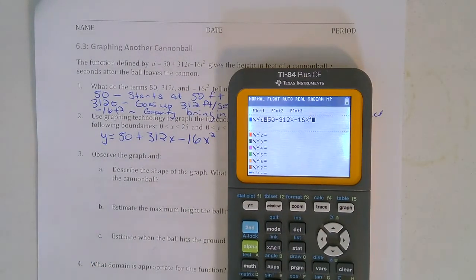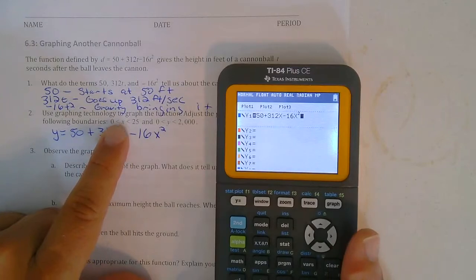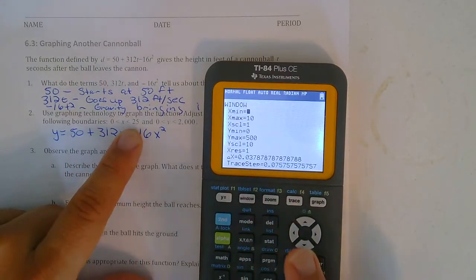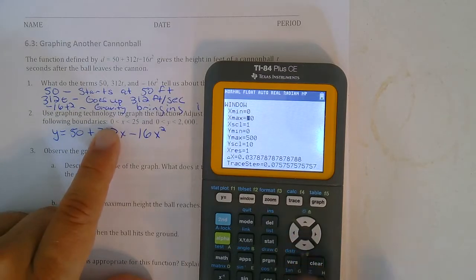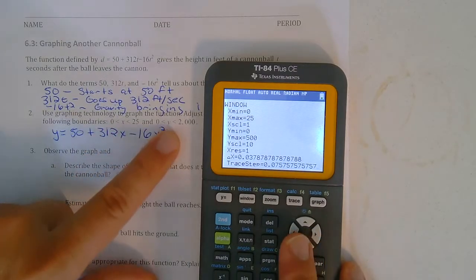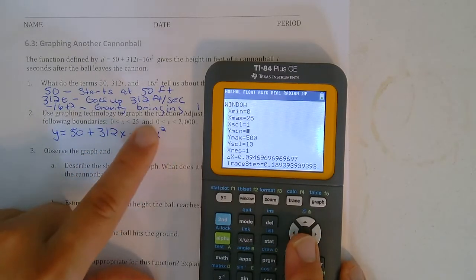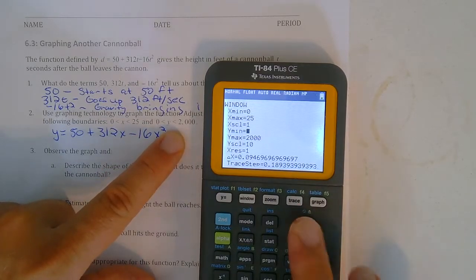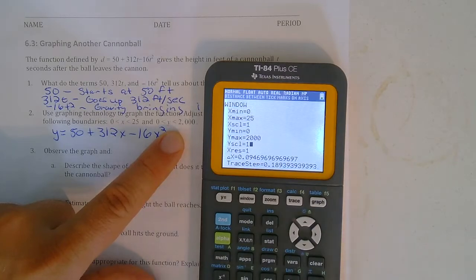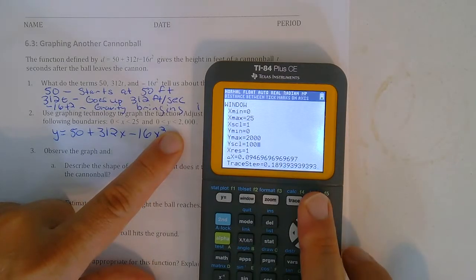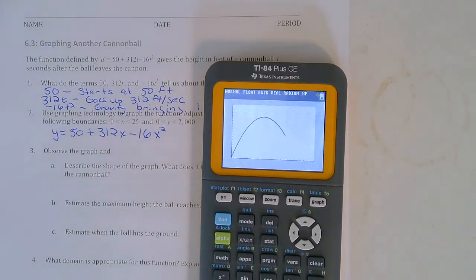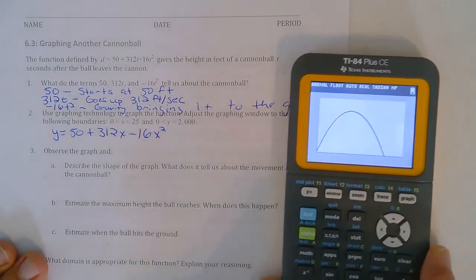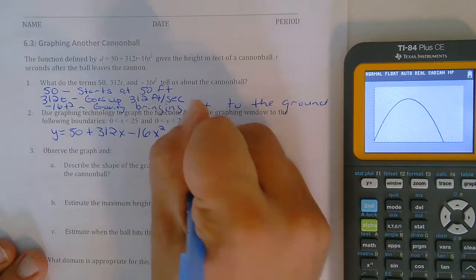And then we need to change our window so that x is from 0 to 25 for my domain. So here, my domain, the minimum is 0. The max is 25. And then my y value is going to go from 0 to 2,000. And then rather than counting by tens, I'm going to change this to count by 100. So now what I can do is graph that. And what I'm going to do is just roughly sketch the graph.